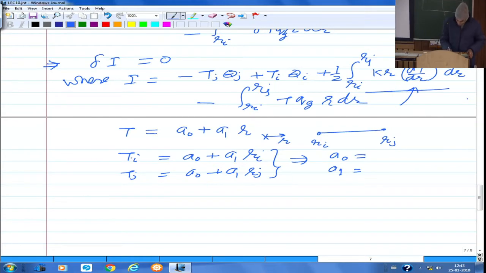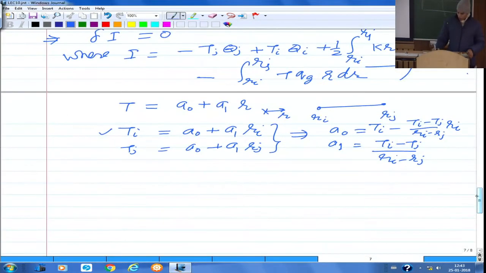So what you can do is, if you subtract the second equation from the first, you can straight away write A1 would be simply Ti minus Tj divided by Ri minus Rj, isn't it? From these two equations you can write A1. Then once you get A1, you can write your A naught would be Ti minus A1 times Ri, which is Ti minus Tj divided by Ri minus Rj into Ri. So this is your A naught. So you get your A naught and A1 from these two equations.